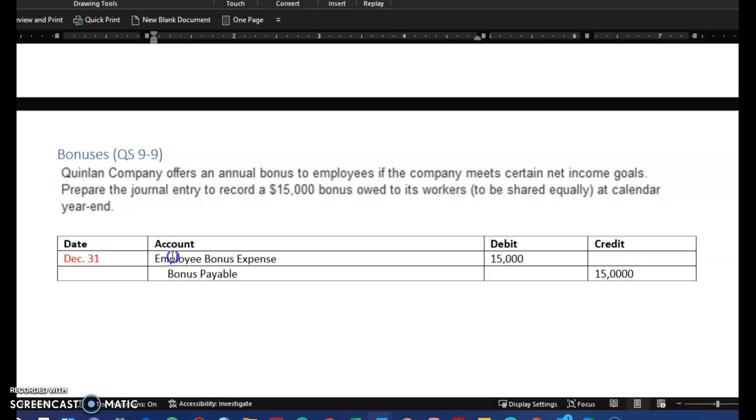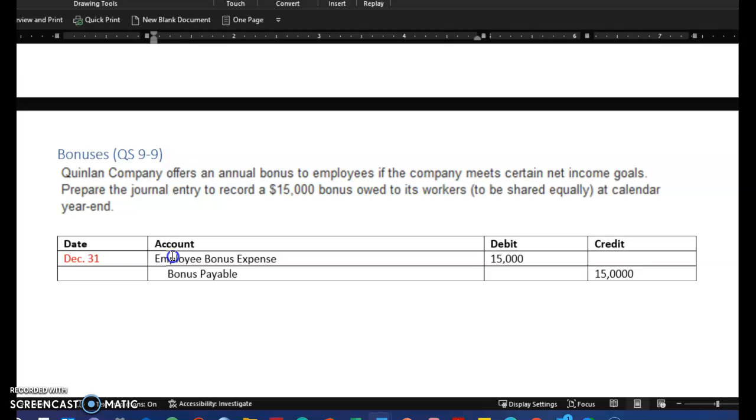There's a couple of things to note. They've declared that they're going to pay the bonus, and evidently based on this entry, because it's on December 31st, the bonus is yet to be paid. Sometime in the first of the year, they'll pay it. Okay, but they wanted that expense recorded in last year.